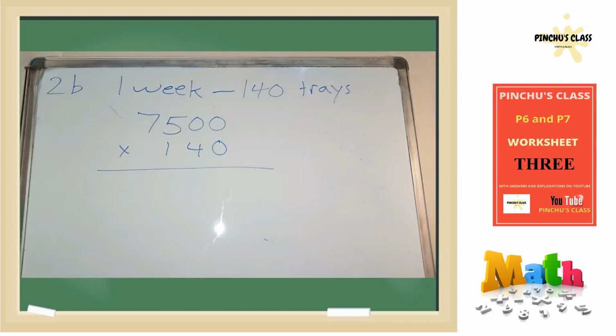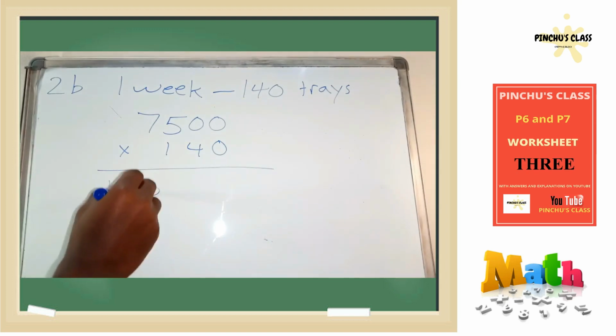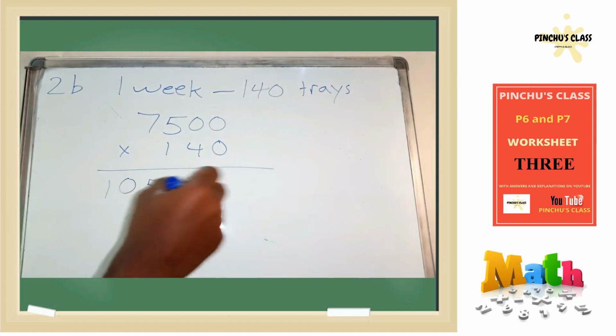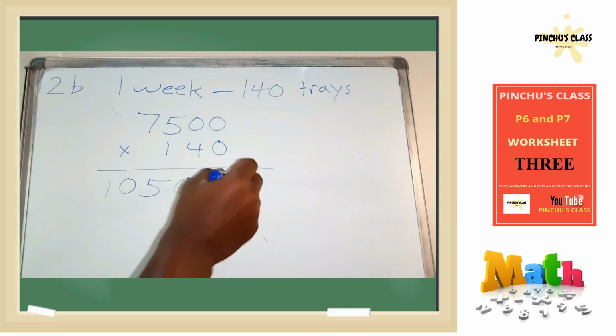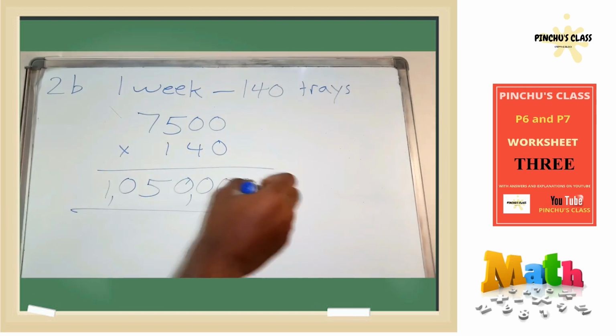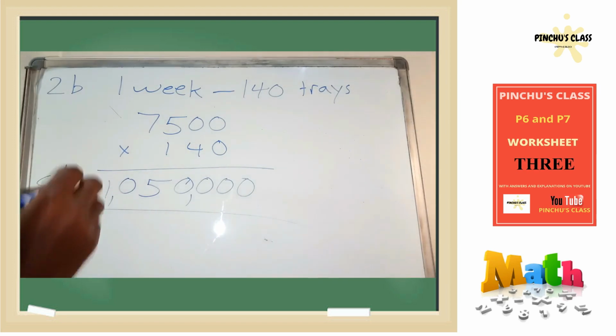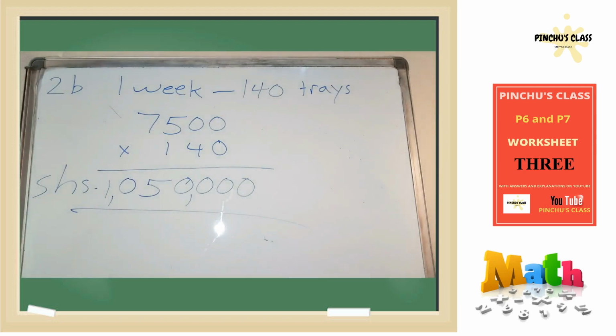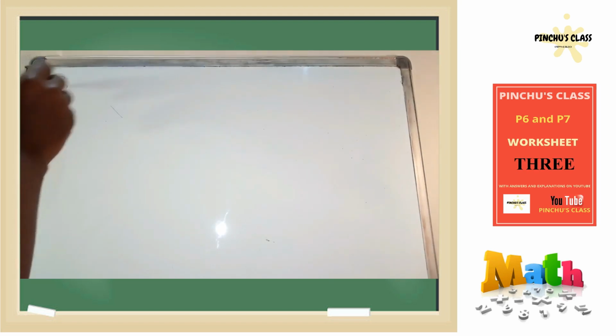So I'm just going to do it directly. This will give us 105 and 4 zeros. So that means he makes 1,050,000 shillings a week. Let's go to number 3A.